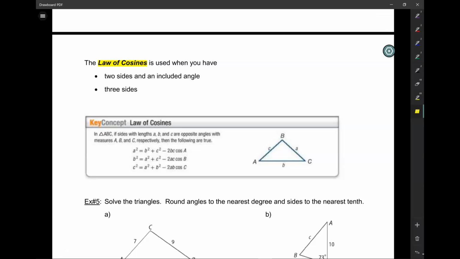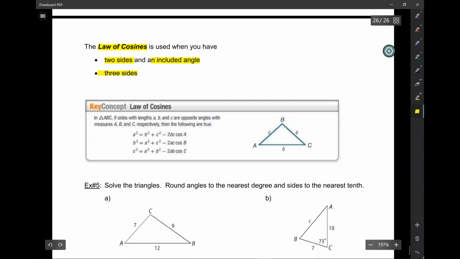The triangles that are good candidates for this are either if you have two sides and an included angle given, or if you have three sides of the triangle given. So if you have a triangle and you only have the sides given, no angles, can you use the law of sines? You can't use the law of sines on that. So for that, you have to use the law of cosines.